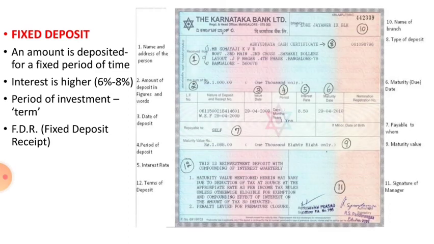It has the name and address of the person, amount of deposit in figures and words, date of deposit, period of deposit, interest rate, terms of deposit, name of branch, type of deposit, maturity date, payable to whom, maturity value, and 11th one is signature of the manager. This is the receipt provided by the bank to the customer. And when the FD matures, you have to produce this original FDR to the bank, either to transfer the money into your saving account or the bank will renew your fixed deposit.